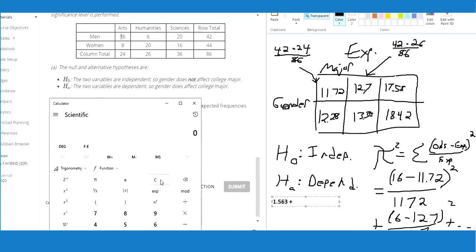And then the next one, for men in the humanities, I got observed of 6, expected 12.7. Square the difference, divide by 12.7. So 3.535. I round. And then men in the sciences, observed was 20, expected was 17.58. Square the difference, then divide by the total.